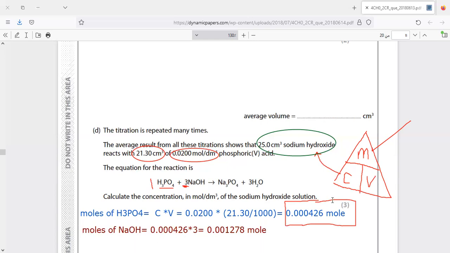Now you can use the third triangle to find the concentration of sodium hydroxide. So here, the concentration of NaOH equals the number of moles, which you found now, 0.001278, divided by the volume of sodium hydroxide, 25. When you divide it by 1,000, it will be what?